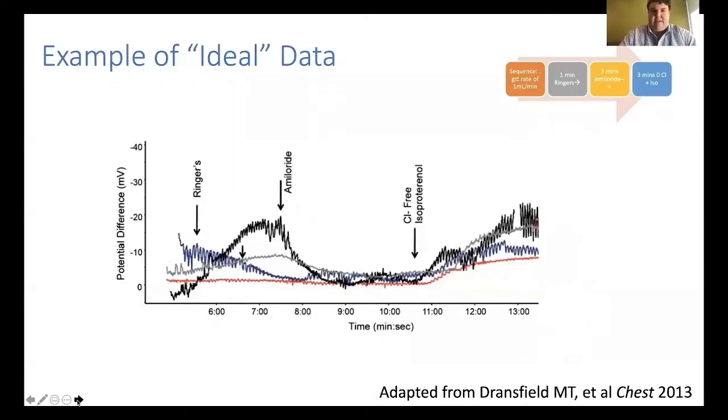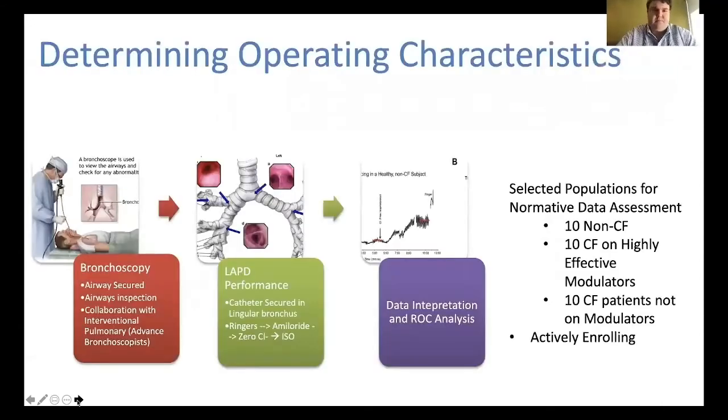This is an example of ideal data from a previous study that we did looking at disease manifestations in COPD and acquired CFTR dysfunction some years ago, using the current sequence and the current methodology. As you can see, there's quite a good discrimination between patients who have CFTR dysfunction versus those that have normal CFTR function. However, achieving this ideal data is not trivial.